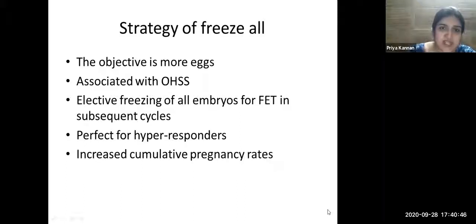It is associated with OHSS. The higher the egg yield, the higher the chance of OHSS, and hence please go for elective freezing of all embryos for FET in subsequent cycles, which means you're free to give GnRH agonist as the trigger, which means the incidence of OHSS will be very low. And freeze all is the strategy which is perfect for hyperresponders, which also increases the cumulative pregnancy rates.